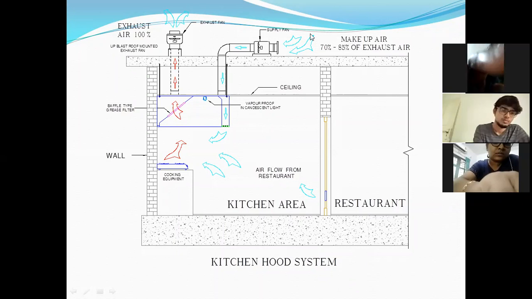Yeah, Kirti is saying that there is a flow from restaurant. Yeah, that's very correct. There is a flow from restaurant. From windows or some small cracks or some small openings, the air will automatically be coming inside.